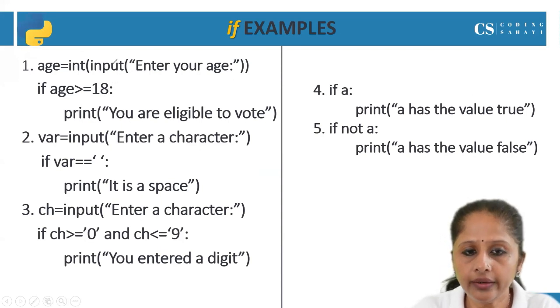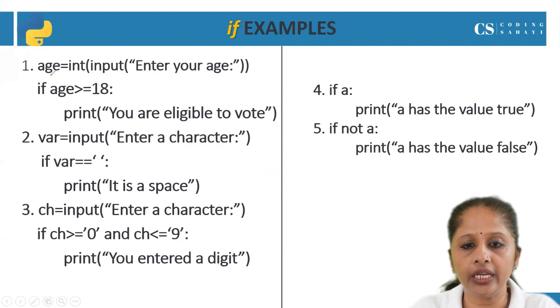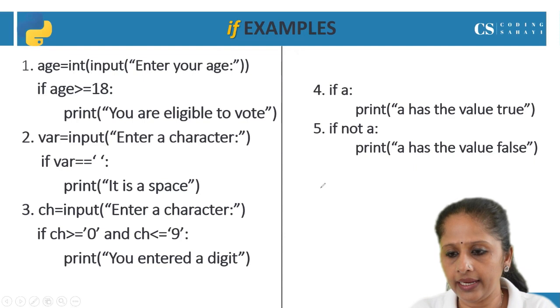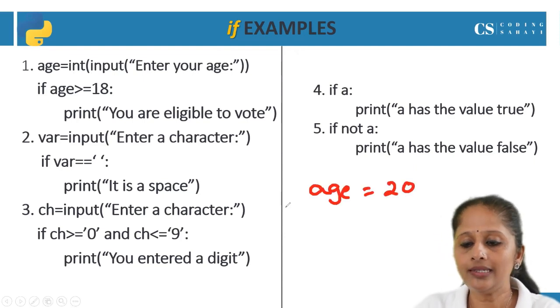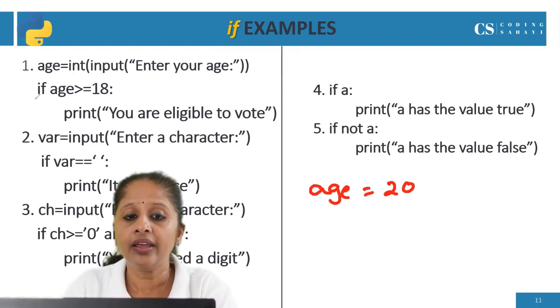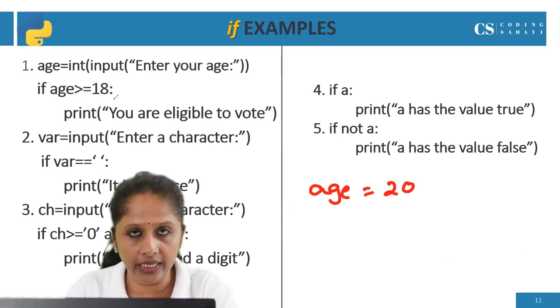Okay, so here it started with age equal to int input, enter your age. Here we are inputting some age which may be greater than 18, equal to 18, or less than 18. Suppose age is 20. You entered 20. Then it comes to this statement, if age greater than or equal to 18.